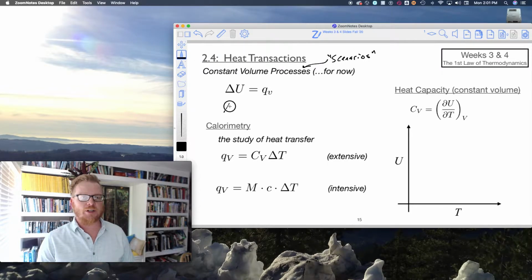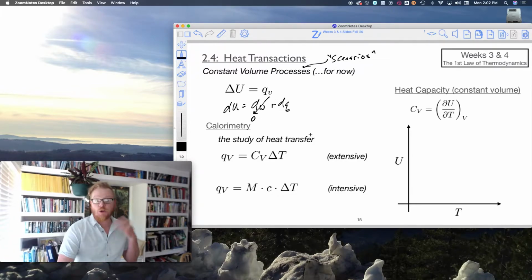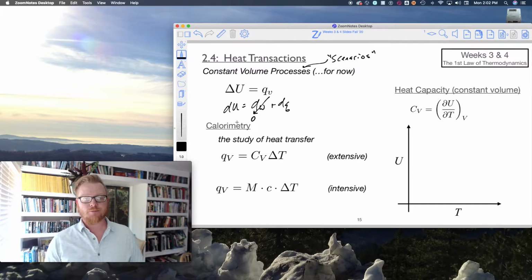It can be shown quite simply that the internal energy change of a constant volume process is just Q. Let me write this for infinitesimally small changes: dU equals dW plus dQ. For all constant volume processes, work will equal 0. If there's no change in volume, there's been no work done. And so dU will equal dQ, or delta U will equal Q_V.